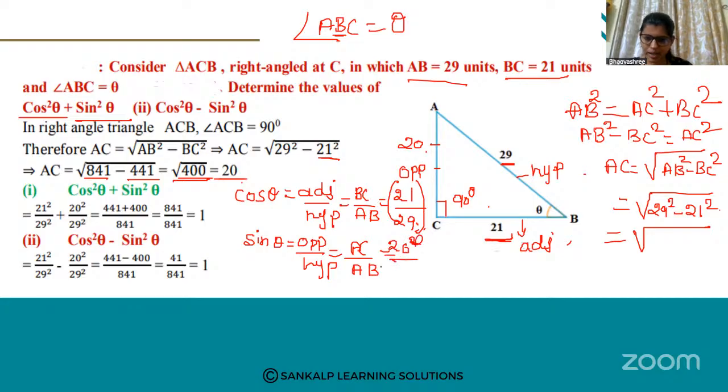20 divided by AB, value is 29. This is the value of sine theta. So here we want sine square. So square it: 20 square divided by 29 square.